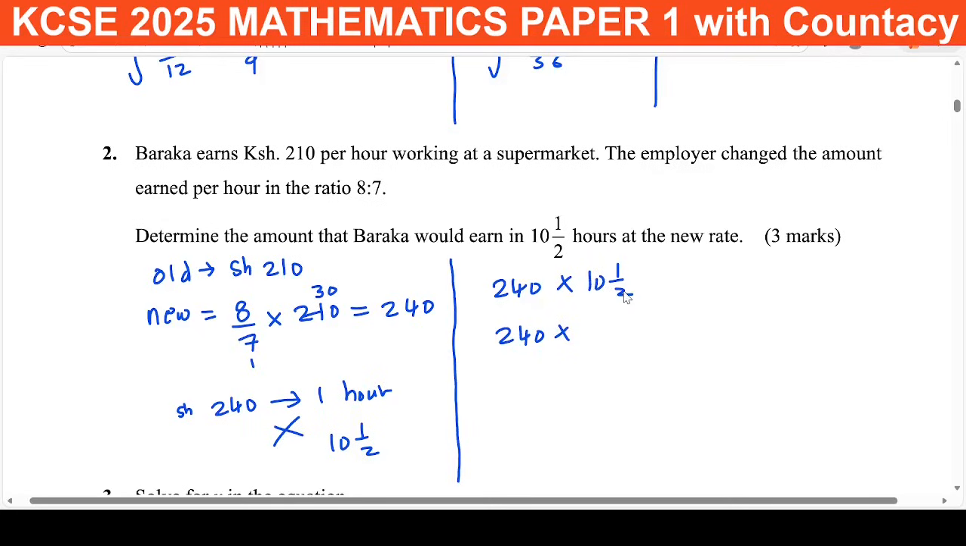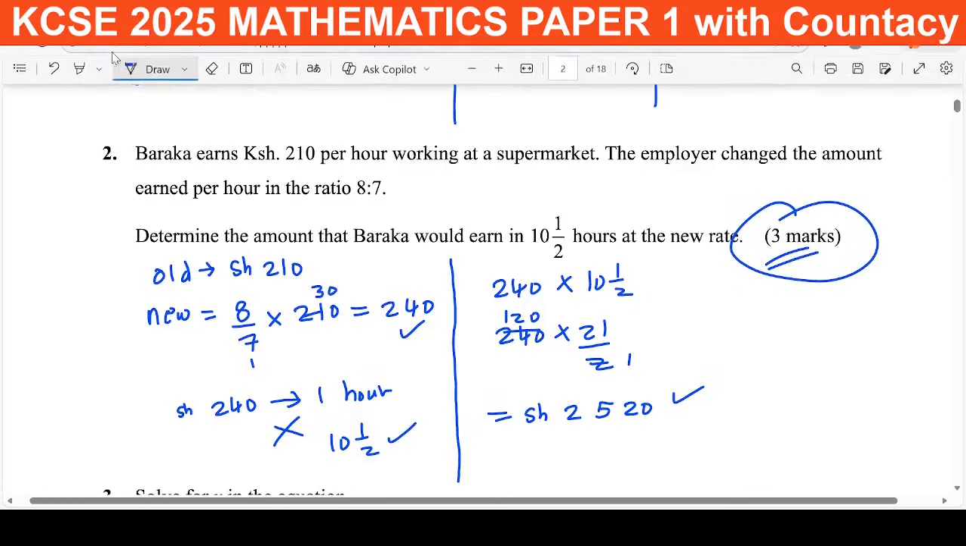So we have 10 multiplied by 2, that's 20, plus 1, 21 over 2. What we have here is divide by 1, divide by 2, 120. And finally, we do 120 multiplied by 21. That's going to give you shillings 2,520. And you realize this is really interesting. So this is actually the required solution for that. If you do that, then you should really be able to get all the full marks for that.